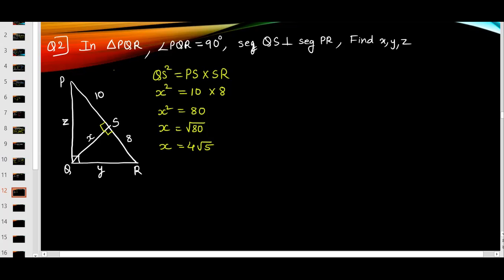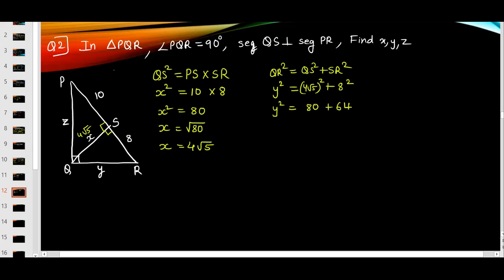According to this solution, we already got X value as 4 root 5. So let us use the same here to find out Y. QR square, I'm using the Pythagoras theorem here. QR square is equal to QS square plus SR square. QR square, that is Y square. QS is 4 root 5 whole square plus SR is 8 square. Again, we already know 4 root 5 square value is 80, so we can just write 80.